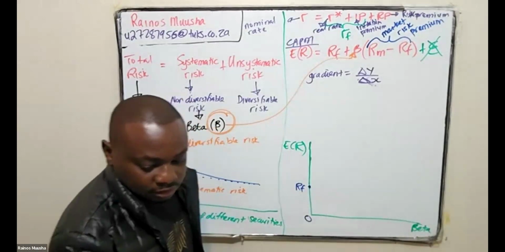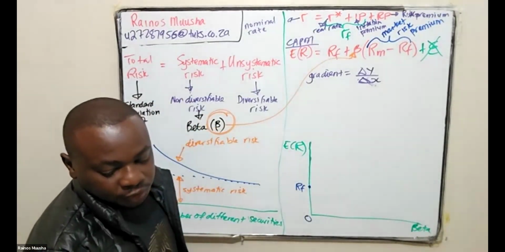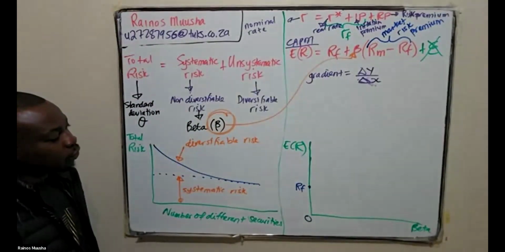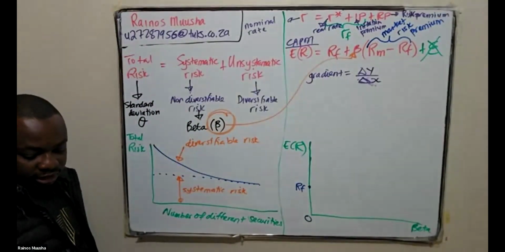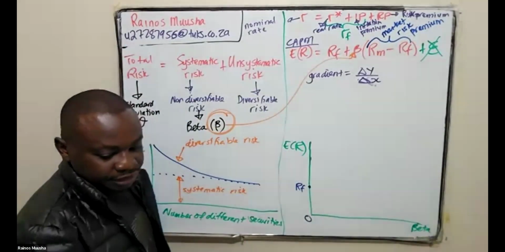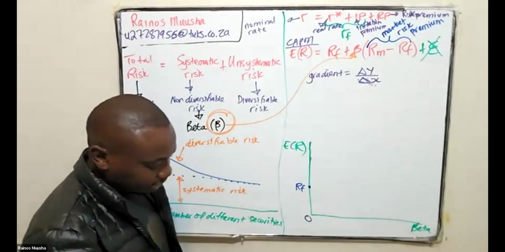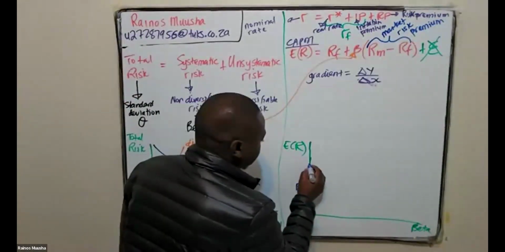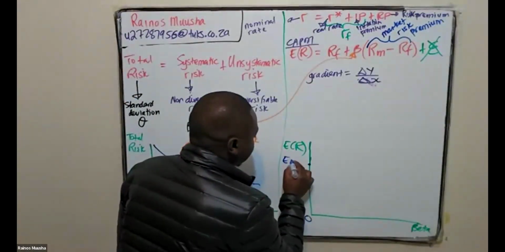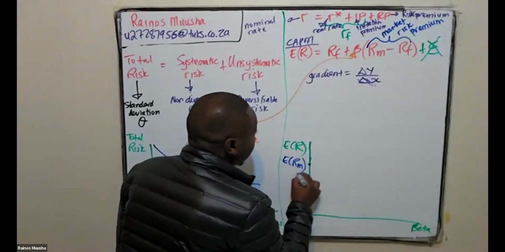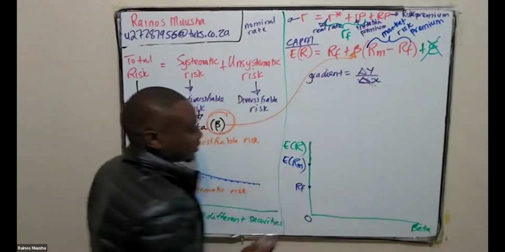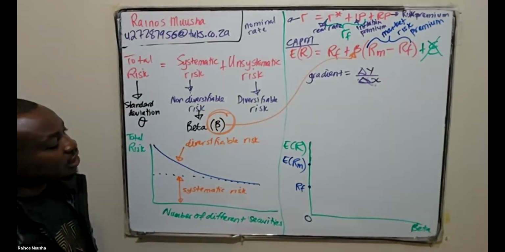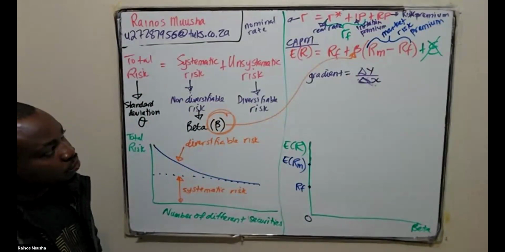Now, when you look at this graph as well, another component that we need to link is the expected return on the market, which is a bit higher. So this is the expected return on the market, which is this element. Now, this return on the market, we need to find out exactly what it links to.